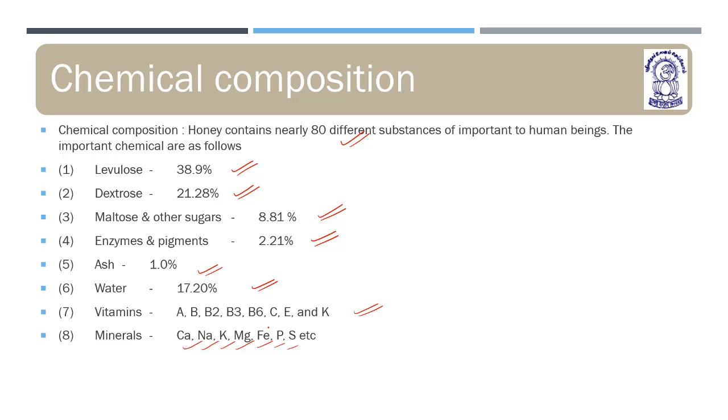Amino acids are also present in the honey. Honey also contains pollen, very important. Honey also contains pollens, amino acids, enzymes. The color, flavor, and the smell of the honey depend on the flower from which nectar is collected. It is an energy-rich food.